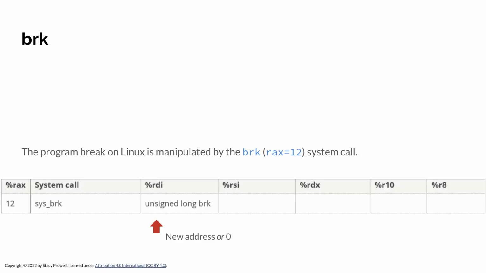So, let's take a look at how that actually works. So there's the break system call. We give it the new address or 0 in RDI, and we invoke number 12. So we put 12 in RAX, put an address of 0 in RDI, do a syscall, and we get the result back in RAX. Let's take a look at how break actually works.